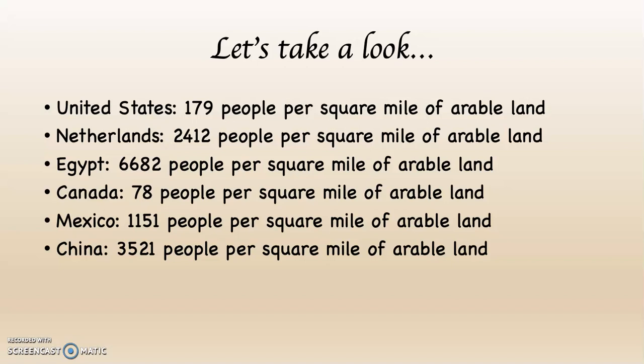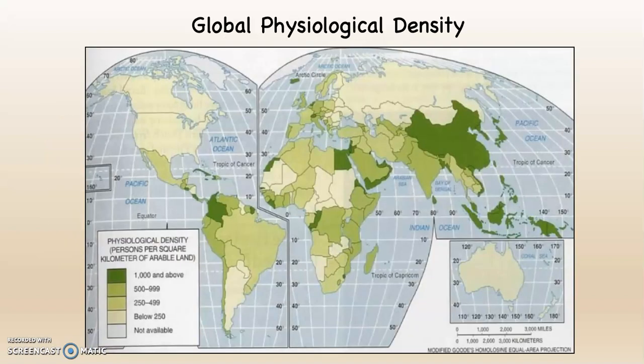Okay, this is at least beginning to get at something because it's telling you pressure on the land. At the same time, we have this outlier of the Netherlands. Take a look at this map of global physiological density. The darker the green, the greater the physiological density. You can see China over here, Egypt right here, the Netherlands right there, Colombia, Cuba, okay? Then the United States, Canada, look at that.